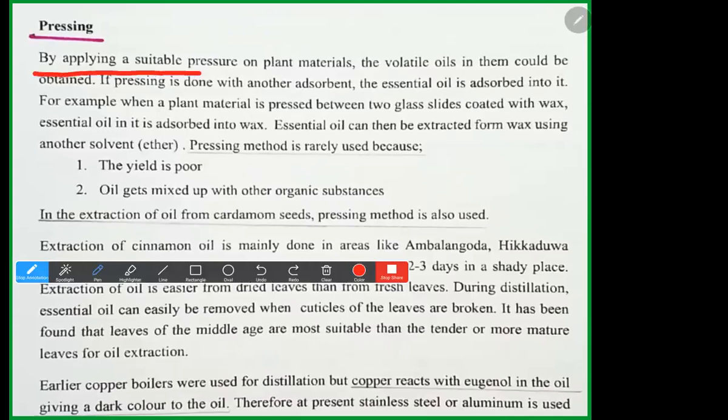By applying suitable pressure on plant materials, the volatile oils in them can be obtained. If pressing is done with another absorbent, the essential oil is absorbed into it. For example, when a plant material is pressed between two glass slides coated with wax, the essential oil in it is absorbed into the wax. Essential oil can then be extracted from the wax using another solvent, as an example, ether.